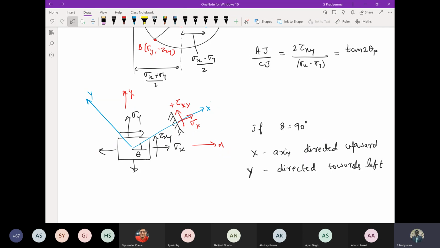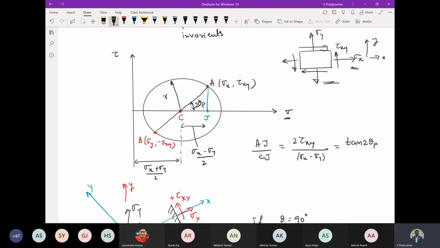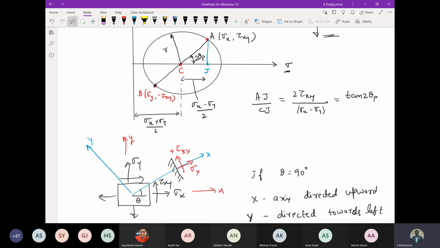So from this orientation, we can find the coordinates of this point B, right? That means if this is sigma at any particular orientation, this point B comes there because sigma capital X and sigma small y are coinciding, as I consider theta equal to 90 degrees.